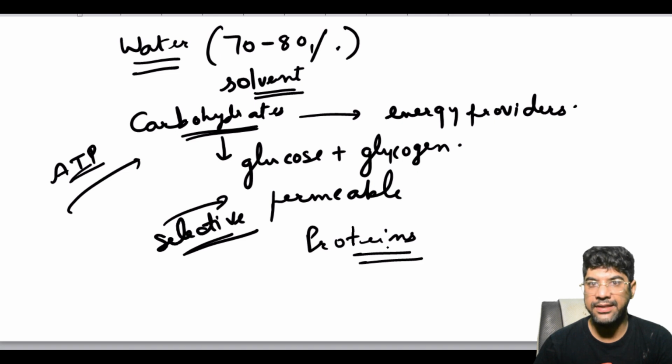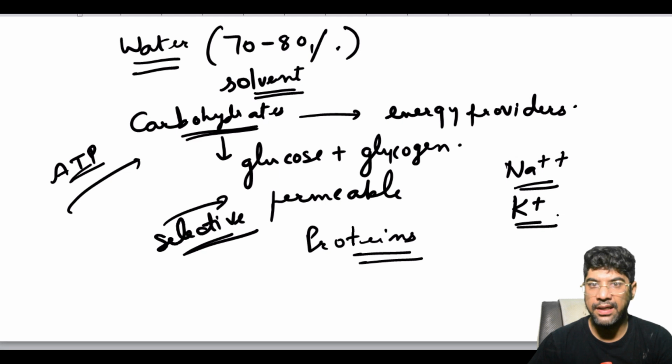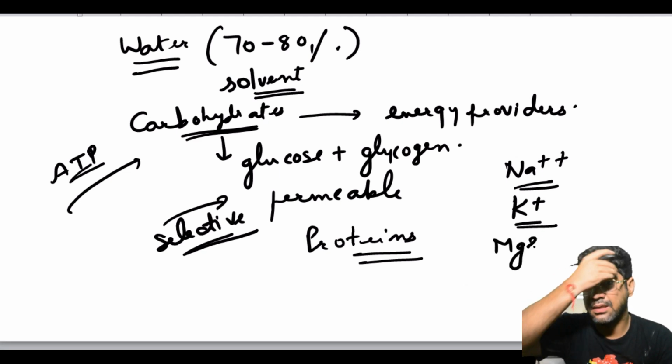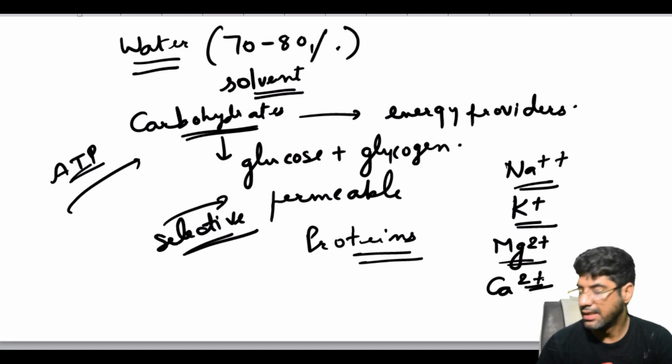Apart from that, electrolytes may be present. They are required for maintaining ionic balance and are involved in various physiological processes. Ions like sodium play a role in nerve impulse transmission and muscle contraction. Potassium helps in maintaining the cell potential and proper muscle function. Magnesium acts as a cofactor for various enzymes.